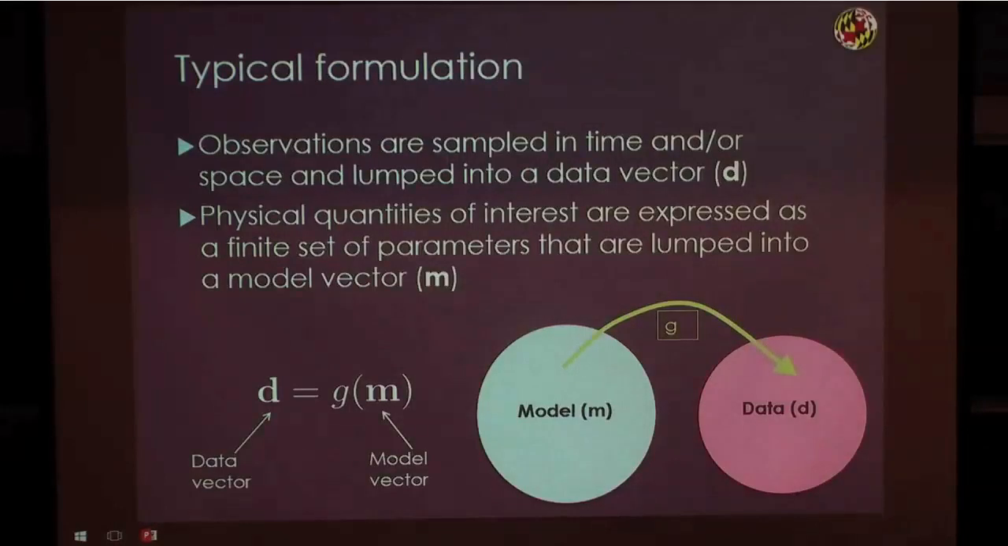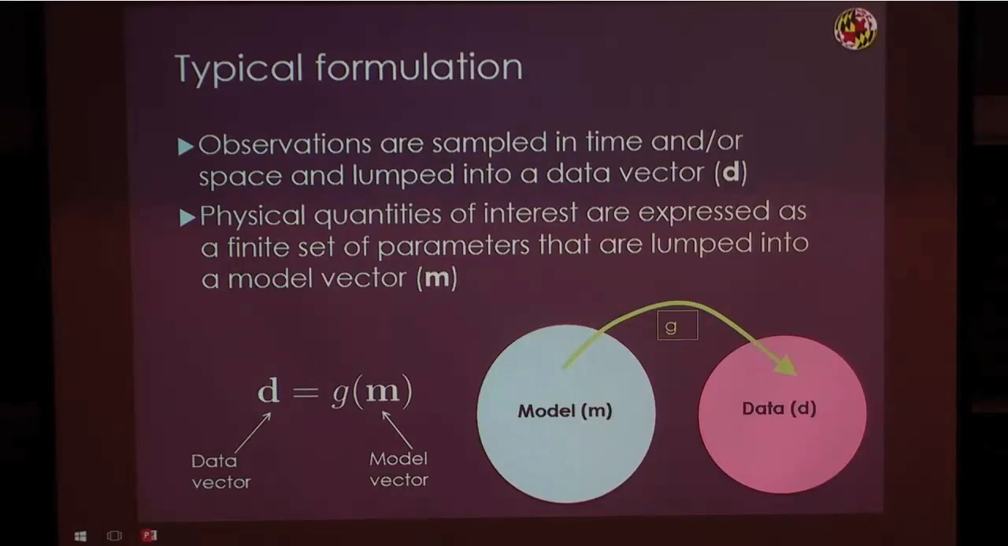So the way that we typically formulate inverse problems is that we have some observations, and these observations, whether we want them to or not, are always sampled in time and/or space. That's just the way things are. And we usually lump these samples of the data into a vector, which we call the data vector. So that's this vector right here. We usually call it D, and in the rest of this presentation I will call it D.